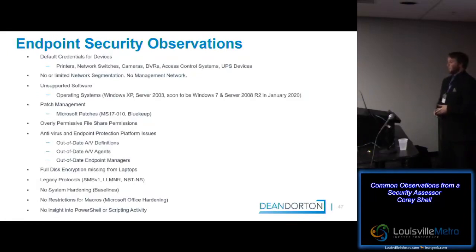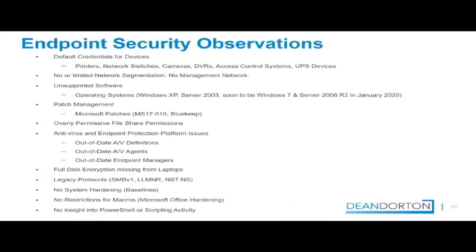We see no or limited network segmentation, no management network. Sometimes it's a flat network. Sometimes they have different subnets for servers or workstations, but there are no ACLs at the network level, or there are no host-based ACLs. So once you gain a foothold on any system in the network, it's pretty easy to move to other systems that are more critical assets. End-of-life systems, unsupported software. We commonly see unsupported operating systems, unsupported databases like SQL, and unsupported third-party applications.